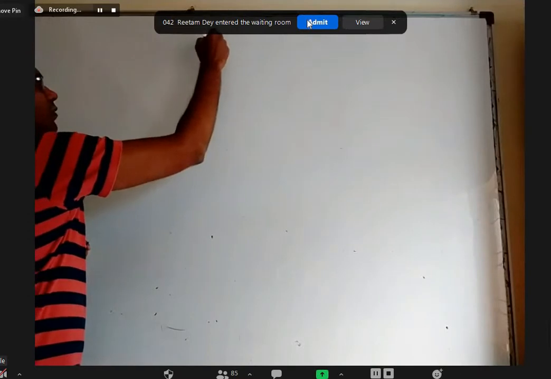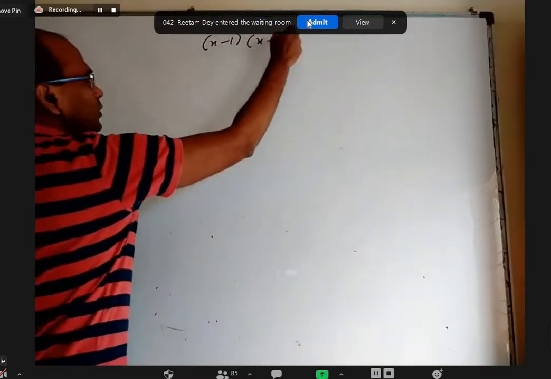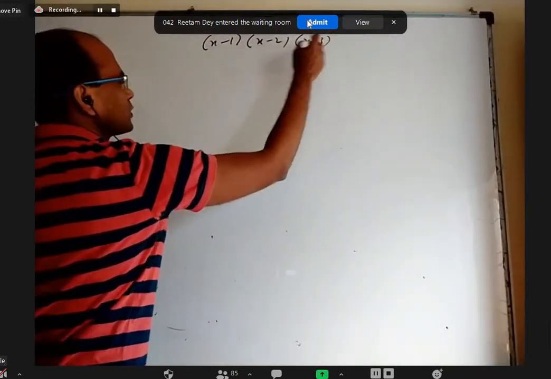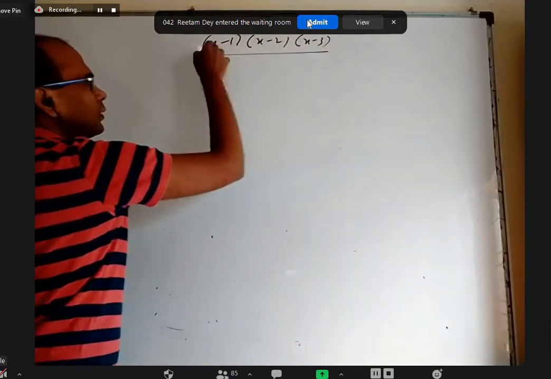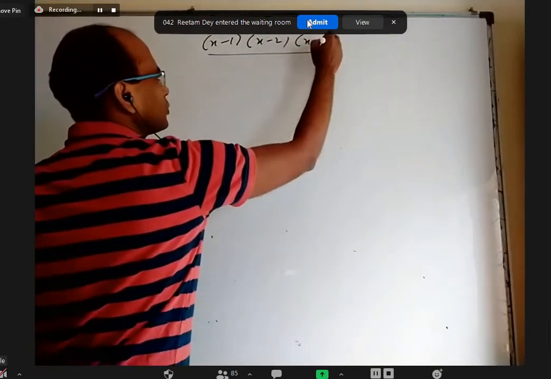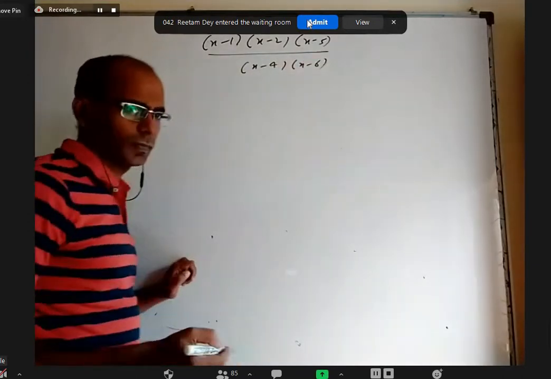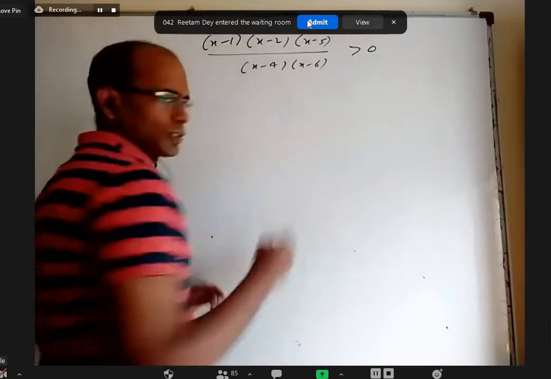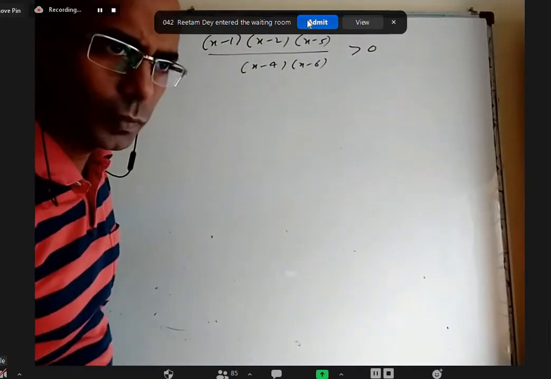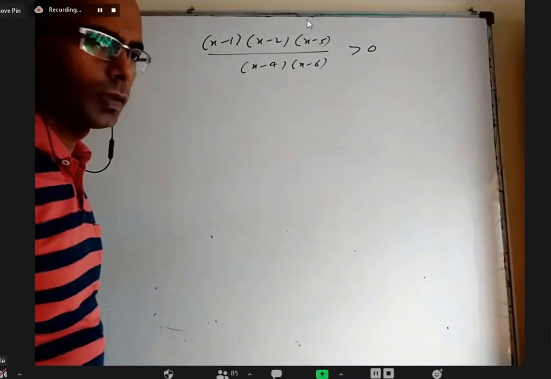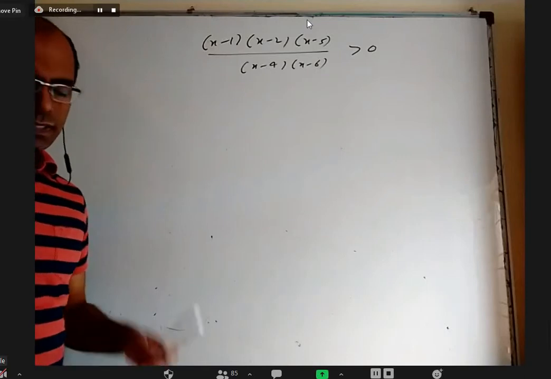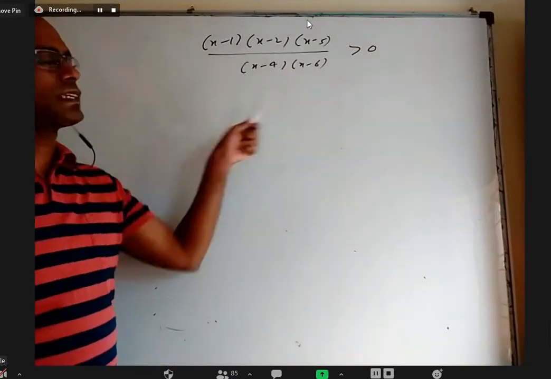Let's say I have x minus 1 into x minus 2 into x minus some number, minus 5 into x minus 4 into x minus 6. This should be greater than 0. Okay. I want to know what is the set of x values which will satisfy this inequality.